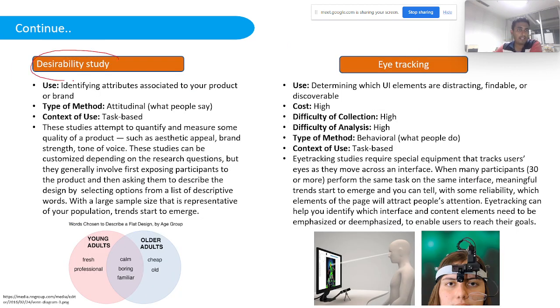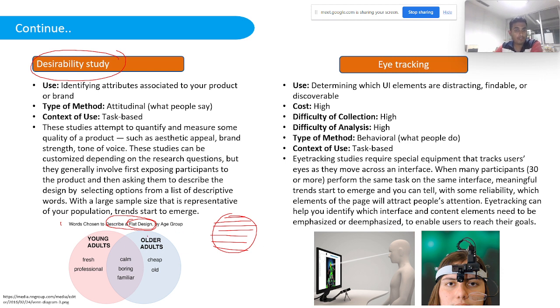Then desirability study is a kind of qualitative cum quantitative study, where we give the user a particular product to use and then ask them the particular characteristics or particular features which they think are interesting in that particular product. So for example, here's an example. When you ask someone to describe a flat design, so flat means this is a particular flat thing, you have no color variation, this is like a flat, single, monotonous color.